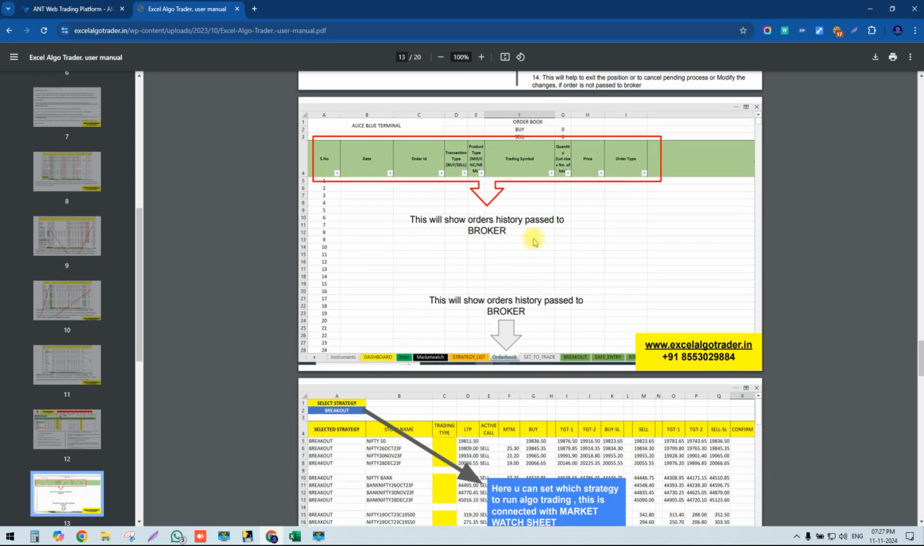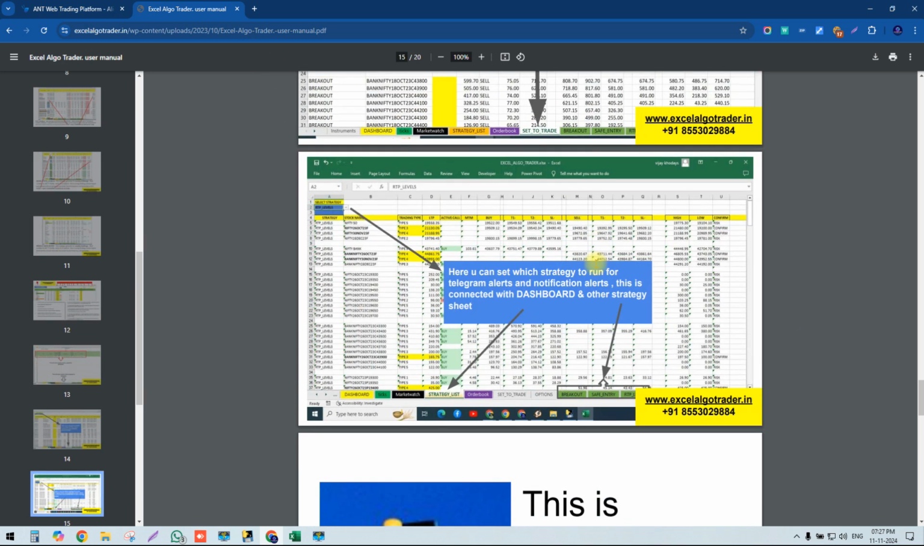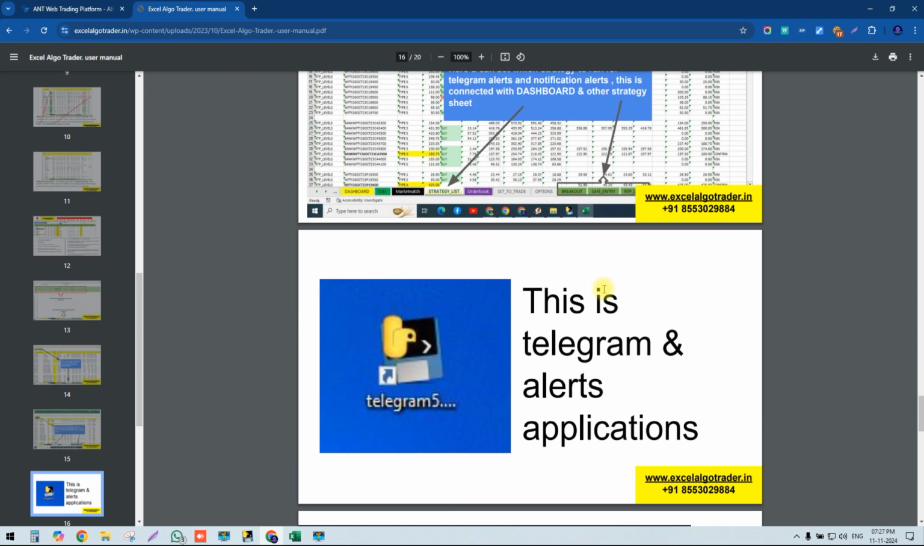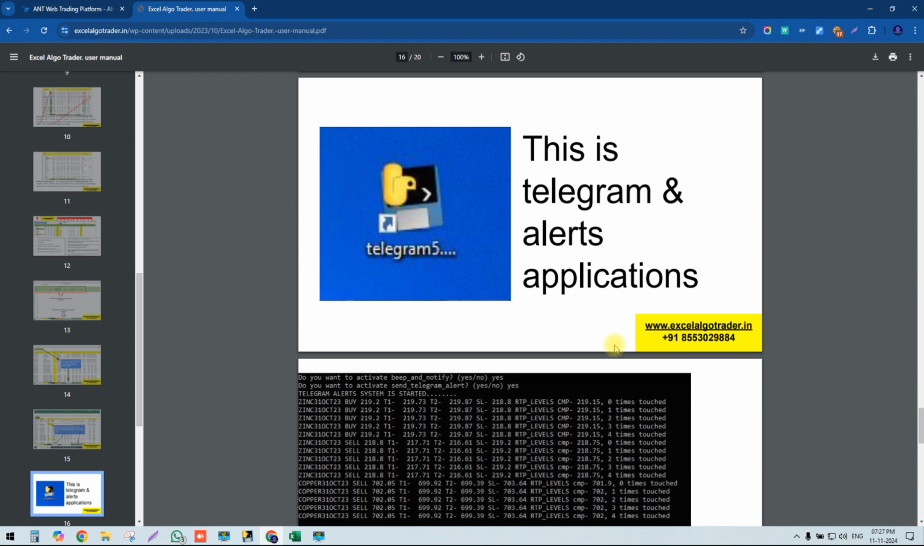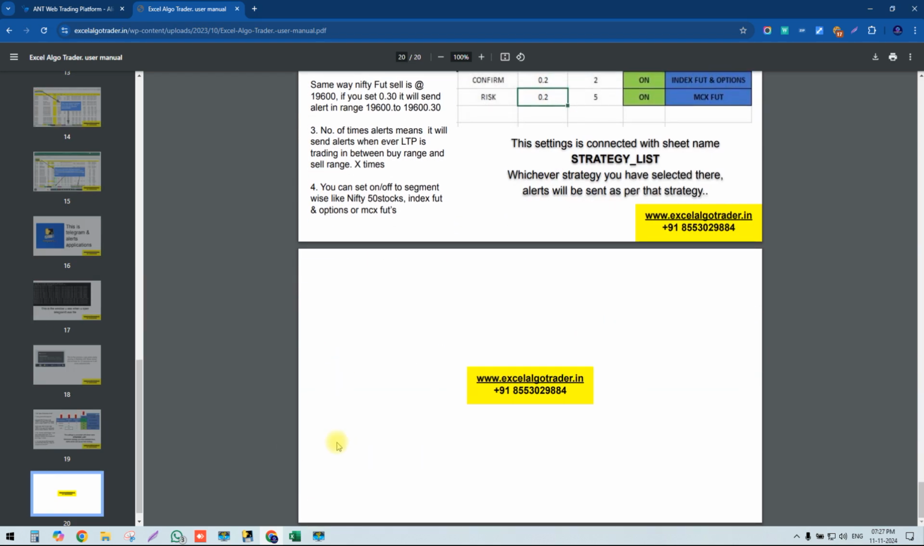Many levels are there. This is our order book, and this is our breakout strategy. First you have to select which strategy you want to trade in, but I prefer the breakout strategy, the best strategy which I have seen in my experience. Okay guys, step by step we have mentioned here how to see or use our software, how it goes, how it works.